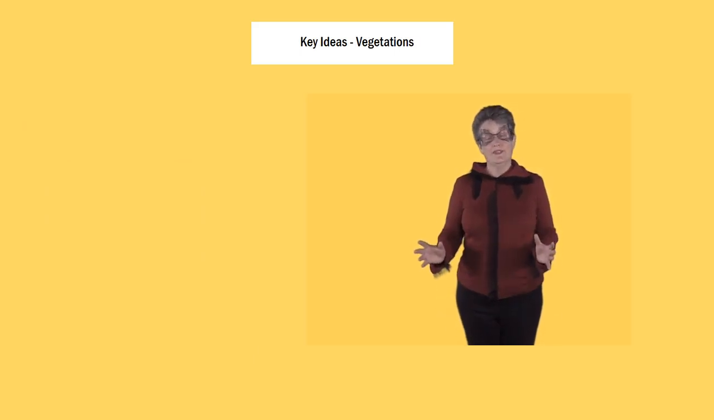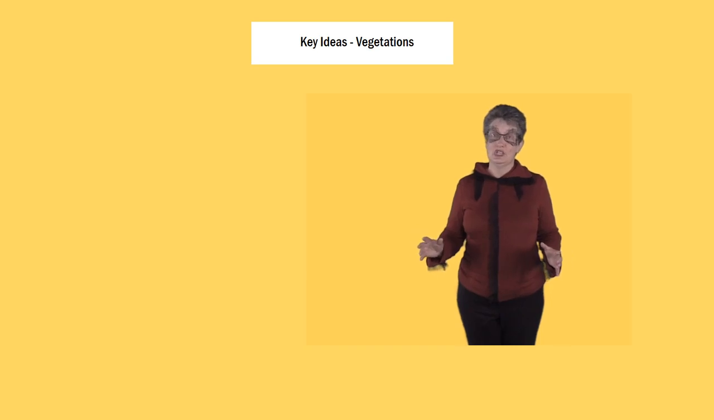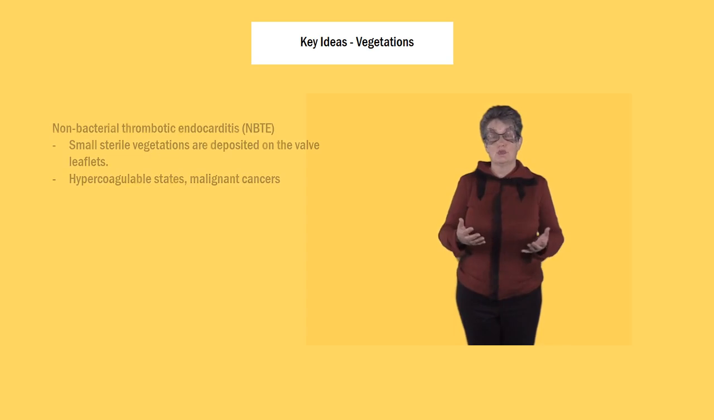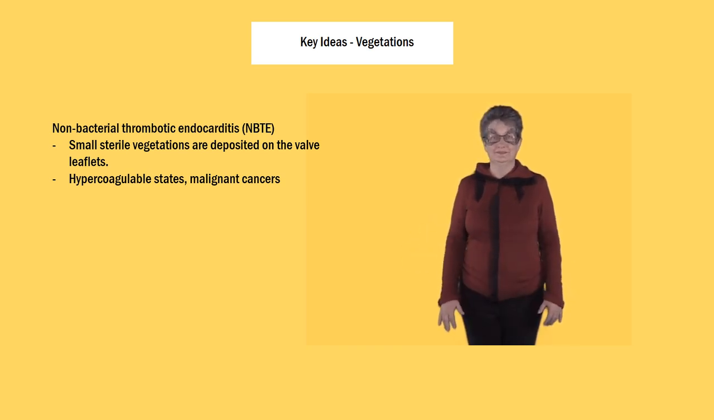So we've thought about the vegetations that occur in rheumatic heart disease and in infective endocarditis, but there are two more situations in which vegetations occur. The first is called non-bacterial thrombotic endocarditis. Here, small sterile vegetations are deposited on the valve leaflets. They occur in hypercoagulable states and malignant cancers.